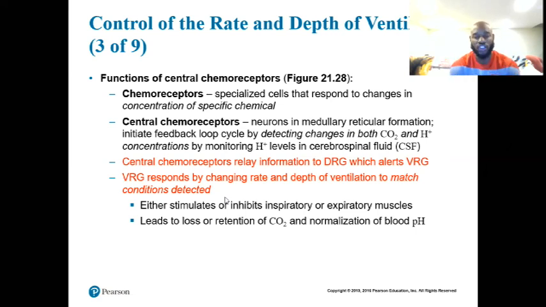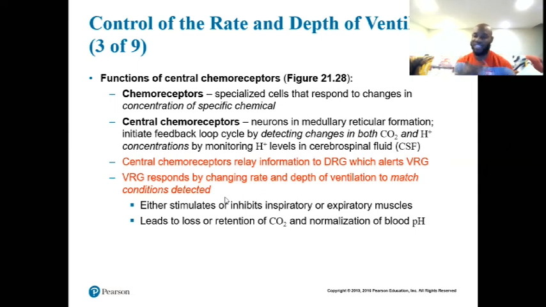Remember, this is all related to your bicarbonate, which is, we talked about how your carbon dioxide travels through your bloodstream. These central chemoreceptors relay information to your DRG, which alerts your VRG, which can respond by changing the rate and depth of ventilation to match conditions detected. So if I have too much CO2 in my blood, I need to breathe out more. If I have too low CO2 in my blood, I need to breathe in more, right? Leads to loss or retention of CO2 and normalization of your blood pH.